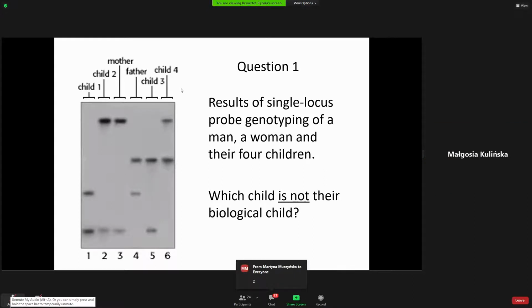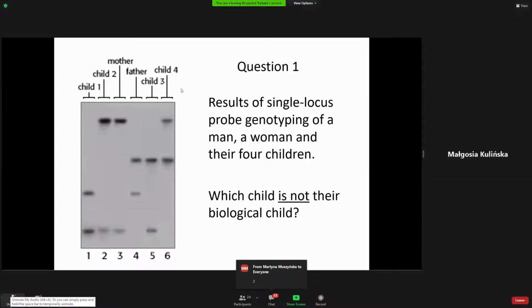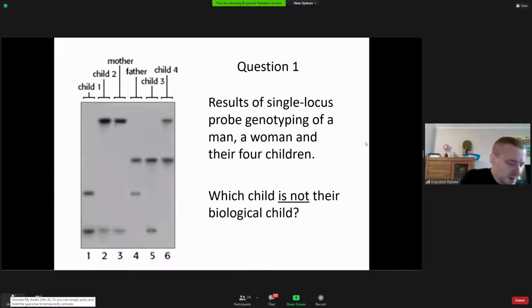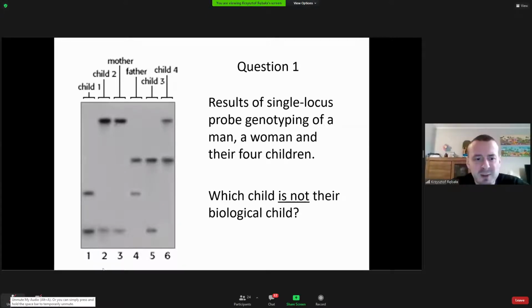Child 2. Okay, and an explanation why child number 2? Because no bands are from both mother and father. They are identical with the mother, but not with the father. Yeah, this is Małgorzata who is speaking. Yes, I agree with you. Can you see child number 2 has nothing in common with the father? This band is shared with the mother, this band is shared with the mother, and nothing in common with the father. So this is the correct answer. This is the child who is not the biological child of this couple, this mother and this father.